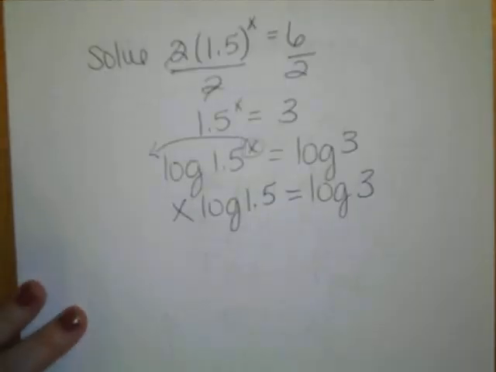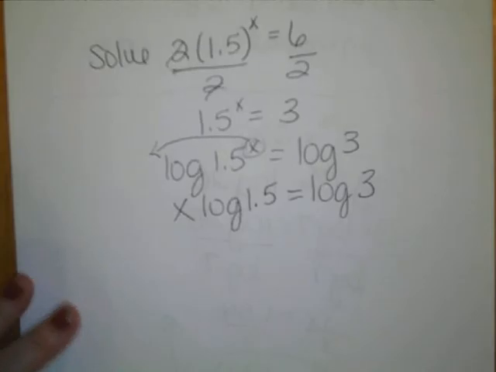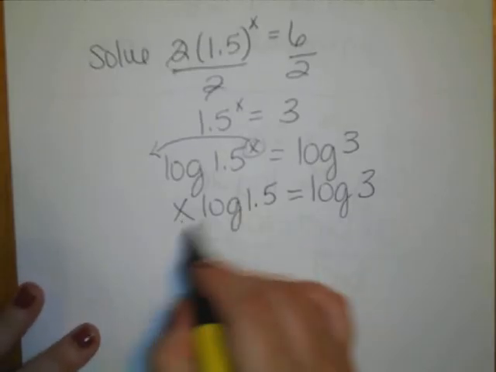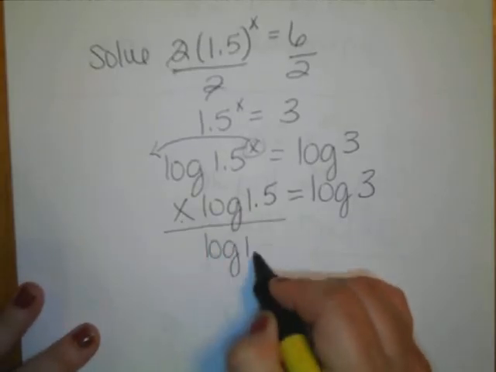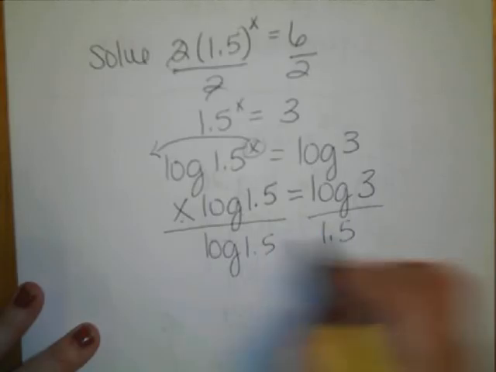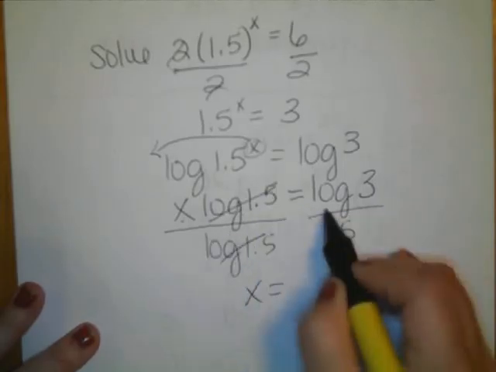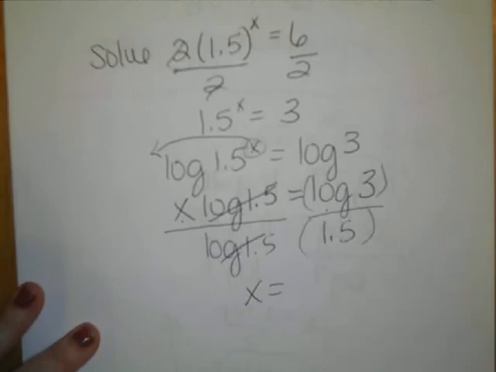Now, how do I get x by itself? Well, these are being multiplied, so I divide. Cancel. I put these in my calculator. Remember, there's parentheses around both of these. And when I do that, I should get 2.71.